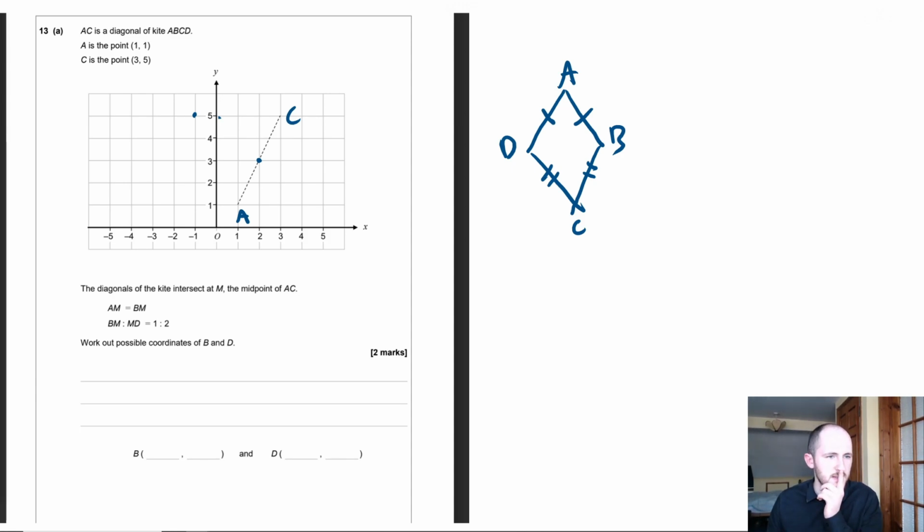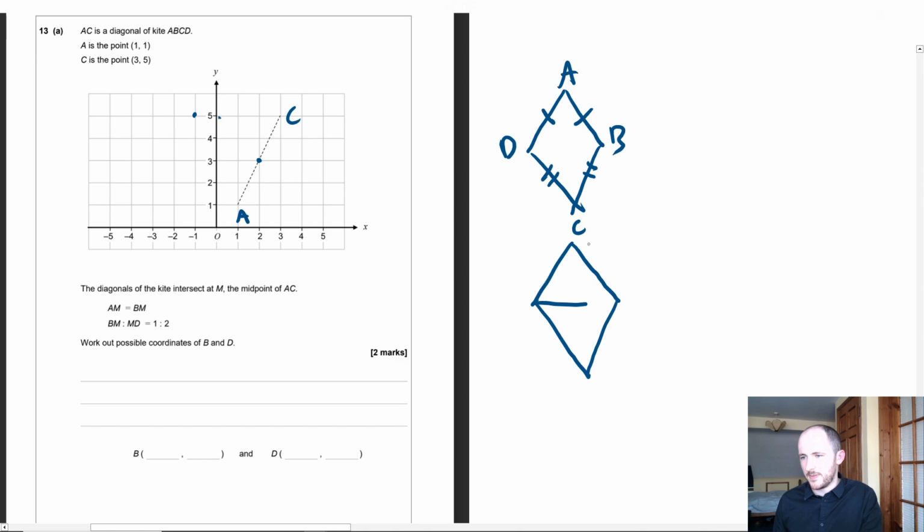Okay, the only other thing they could talk about... Ah. Yeah, never mind. I think I see what it's saying. Okay, so with a kite, the diagonals... I see what it's saying. These are the diagonals of a kite. They're the lines joining kind of the opposite sides. So that's what it's talking about with AC. Okay, that's fine.